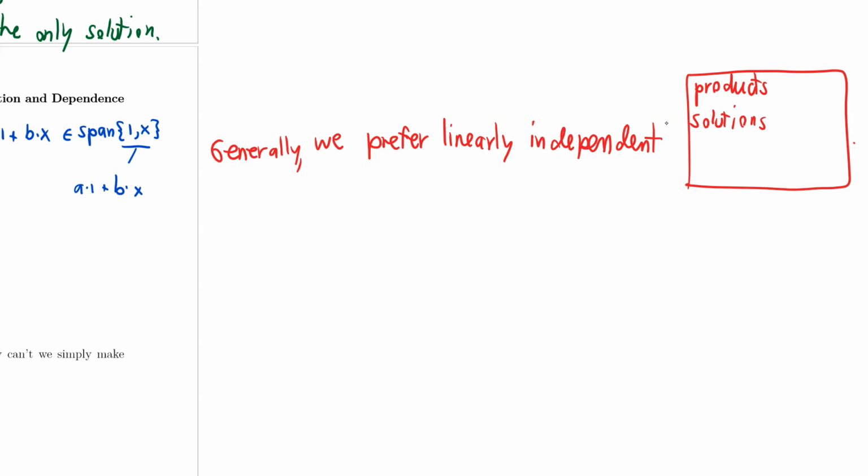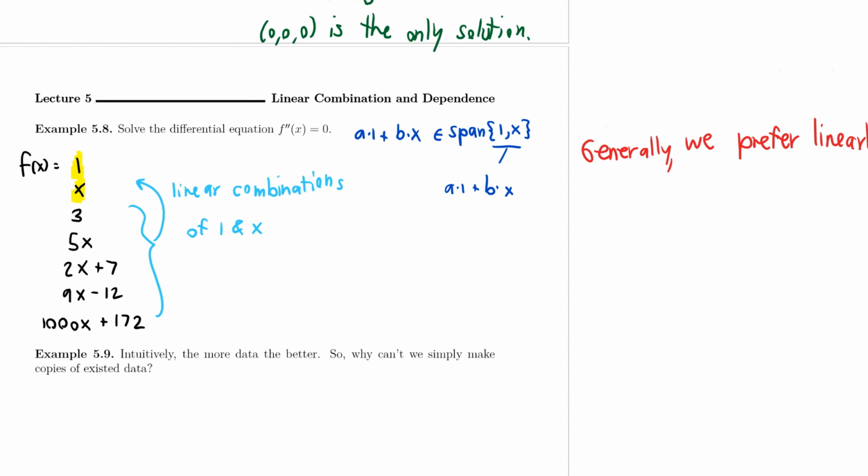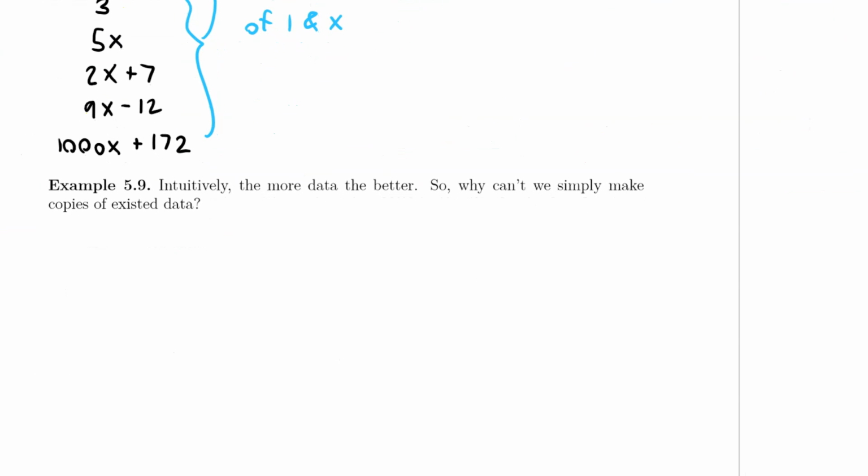We would also generally prefer linearly independent data. For example, if we take a look at my next example here, intuitively, if we have more data, then that should be better, right? We like big data. So how come we can't just make copies of existing data to make new data? Well, obviously manipulating the data is not good, but if you manipulate the data like that, your big picture is not going to be linearly independent.